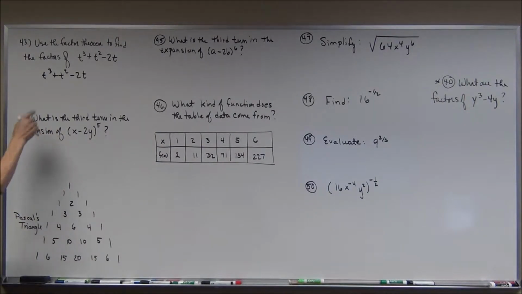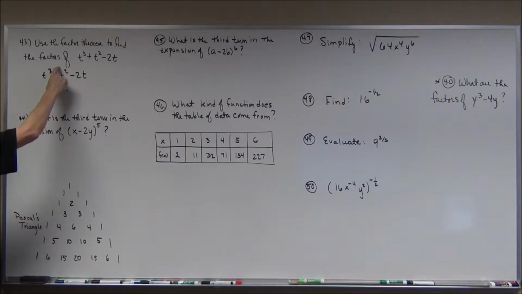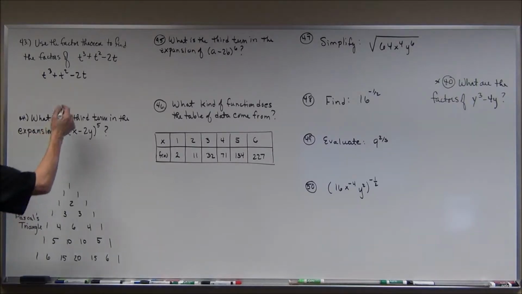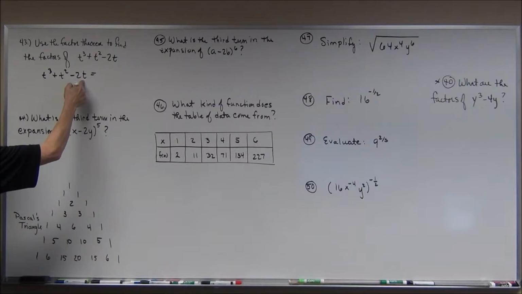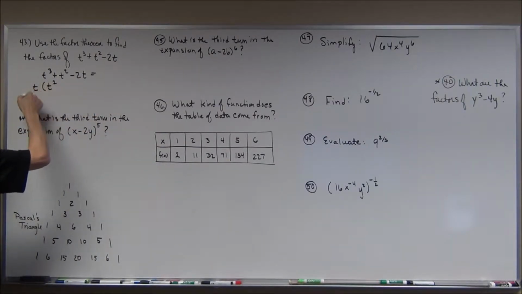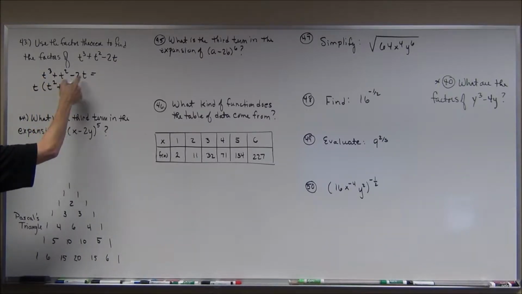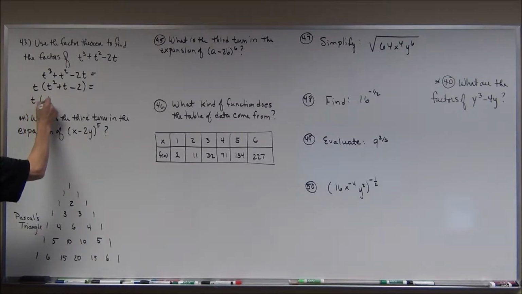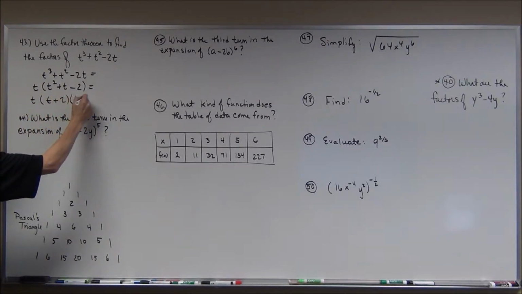The first thing that you always should check for, and I don't always say it out loud because I kind of do it in my head, is I always check for a greatest common factor. I think we had a couple other factoring problems where the greatest common factor was 1, so that was of no significance. But here, I have a factor of t. So I factored the t out, kind of like doing the distributive property in reverse. T out of t to the third leaves t squared, t out of t squared leaves t, t out of 2t leaves 2. And then I have a trinomial that remains that may or may not factor, and this one does factor. This is t plus 2 times t minus 1.